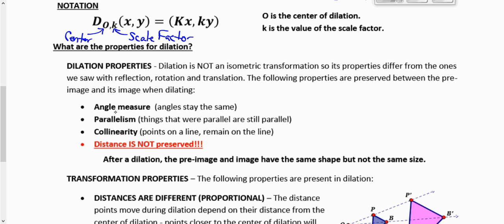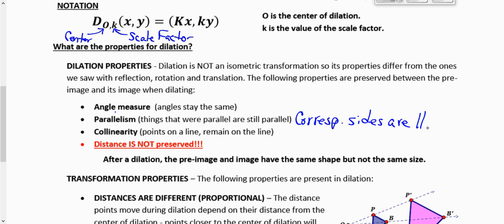Parallelism. Things are parallel after we dilate. So if things were parallel in the figure to begin with, they're still parallel, right? And also, if you dilate, all the corresponding side lengths of the figure between the pre-image and image are parallel, okay? So I might note that also, corresponding sides are parallel afterwards. All right?